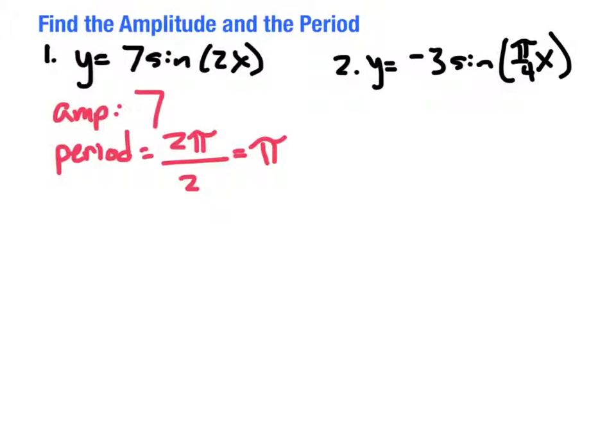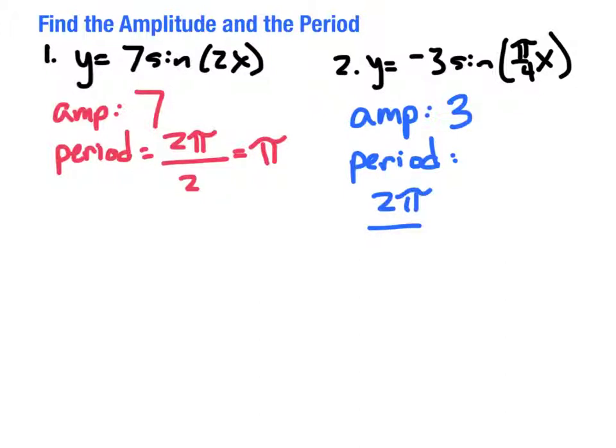Okay, in this next case, what's the amplitude of negative 3 sine pi over 4x? Remember that the amplitude is always an absolute value. So the amplitude here is 3. And then the period, we'll take 2 pi and divide it by pi over 4. So this is the same thing as 2 pi times 4 over pi. So the pi's cancel, and 2 times 4 is 8. So the period of this is 8.